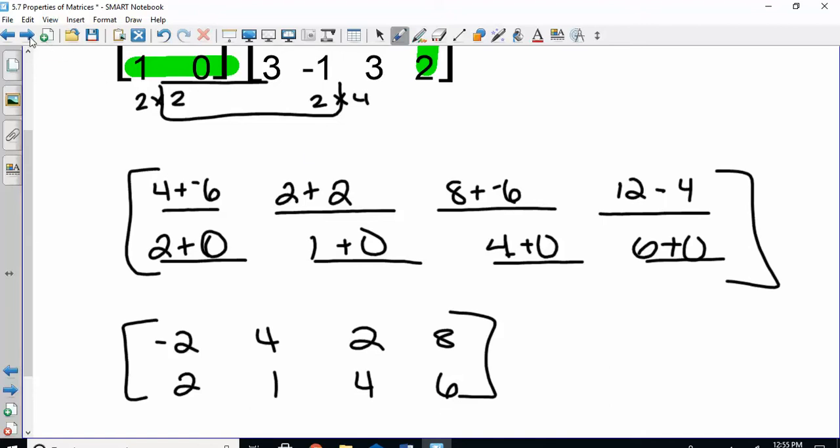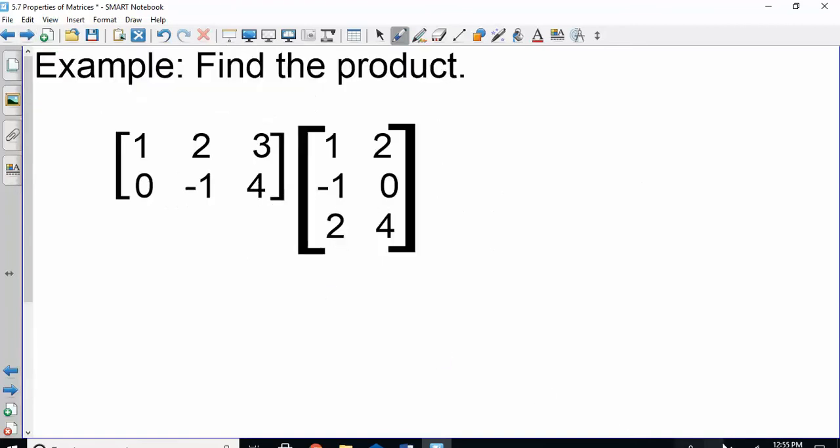You guys ready to try one? Two by 3, and this one is 3 by 2, so we can multiply them, and how big is our answer? 2 by 2.